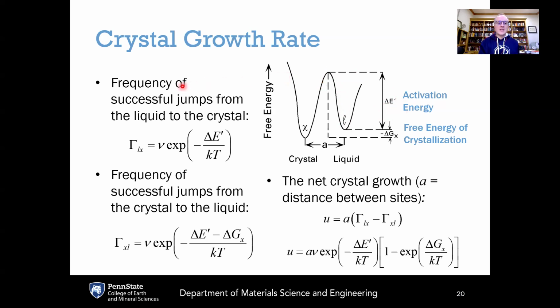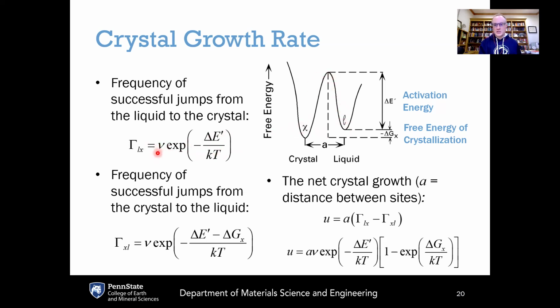So the frequency of successful jumps from the liquid to the crystal just uses our general formulation from chapter 7. This is the rate of successful jumps from the liquid L to the crystal X. So gamma LX is equal to our attempt frequency nu times our Boltzmann factor e to the minus delta E prime over kT. This is the barrier of going from the liquid to the crystal.